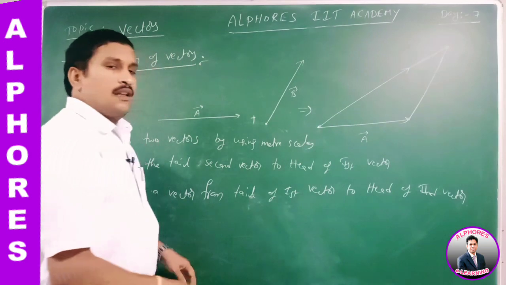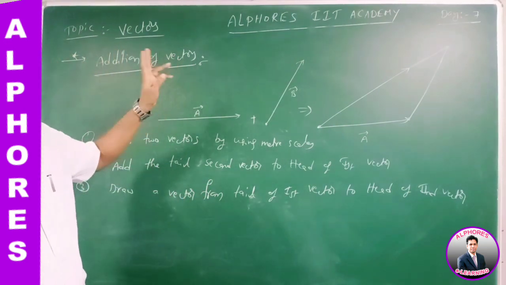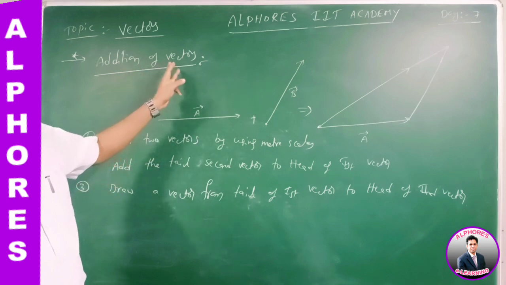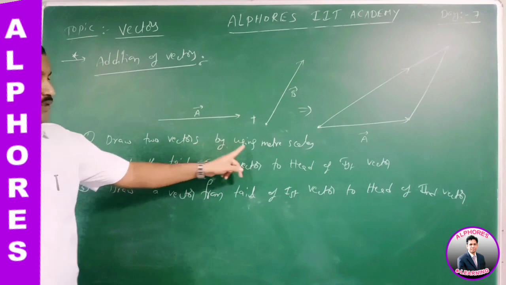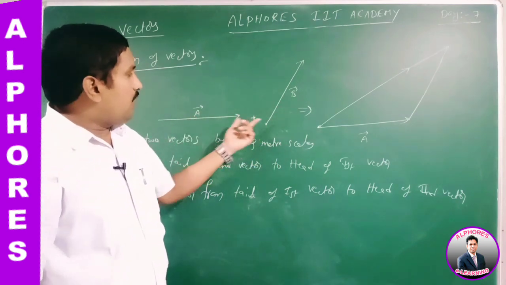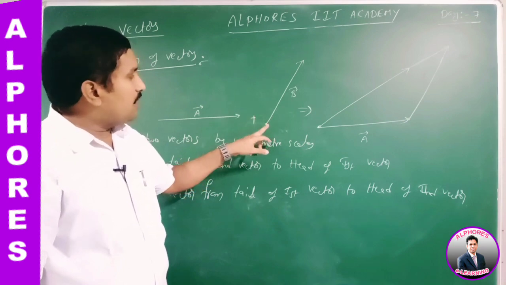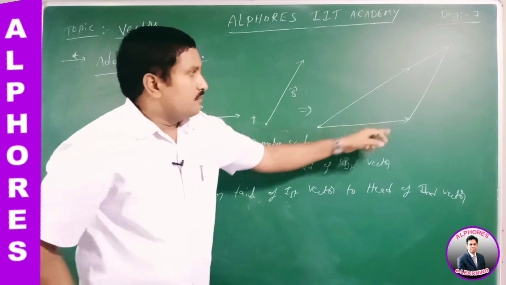So the addition of two vectors has a mechanism with three main points. First point is, draw two vectors by using meter scales. So we have to draw the two vectors by using meter scales. In order to add these two vectors, first we add the tail of the second vector to the head of the first vector in this way. This is B bar.